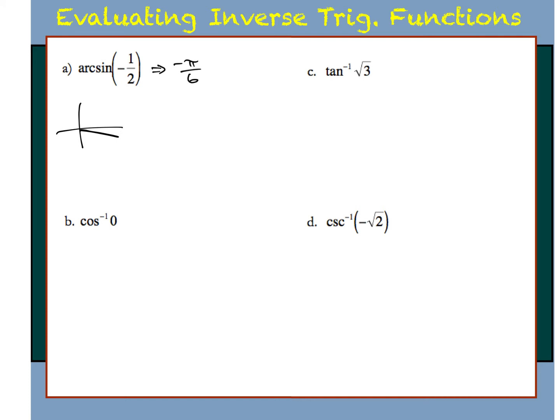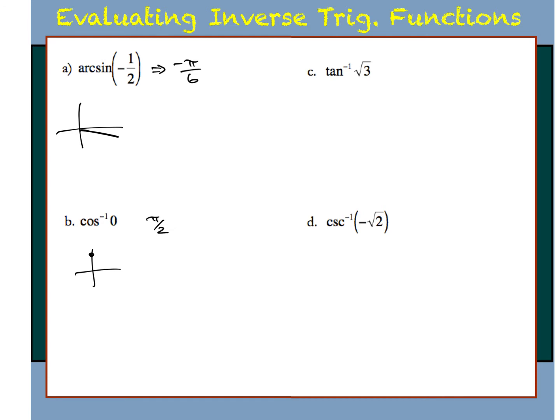All right, so let's look at part B. So this one's arc cosine of 0, but the way I want you to read it is, when does cosine equal 0? So when does cosine equal 0? At pi over 2. It's also 3 pi over 2, but again, it's not on that range from 0 to pi. Remember that? So we can just say pi over 2 on that one.